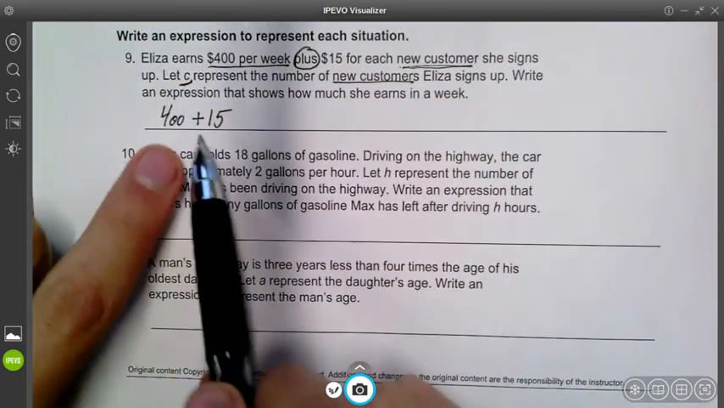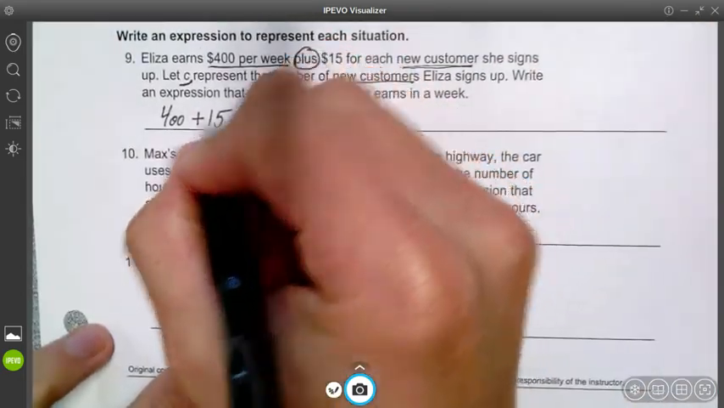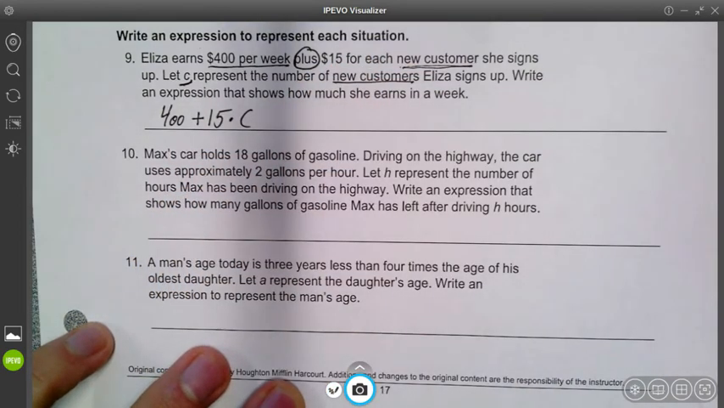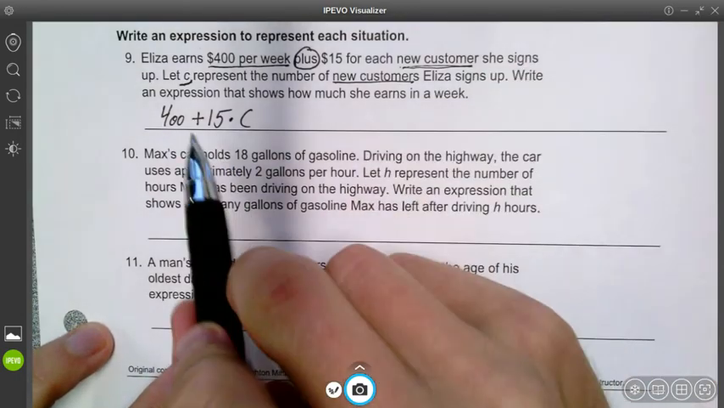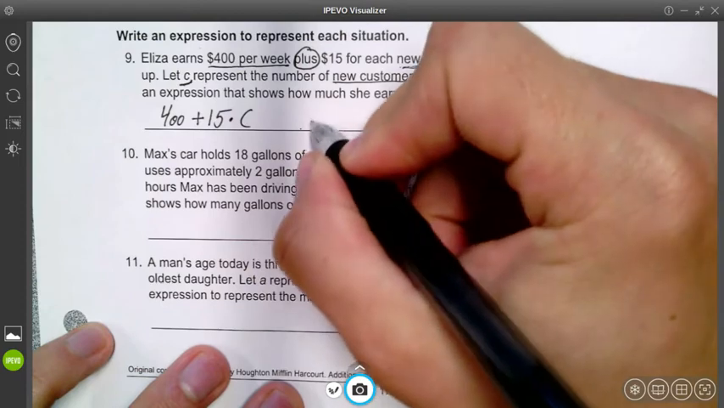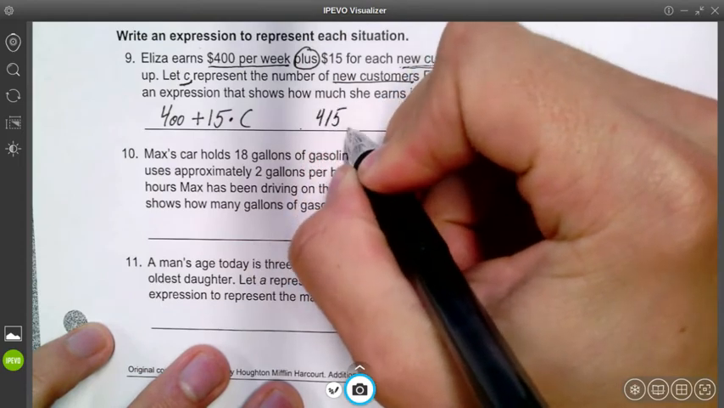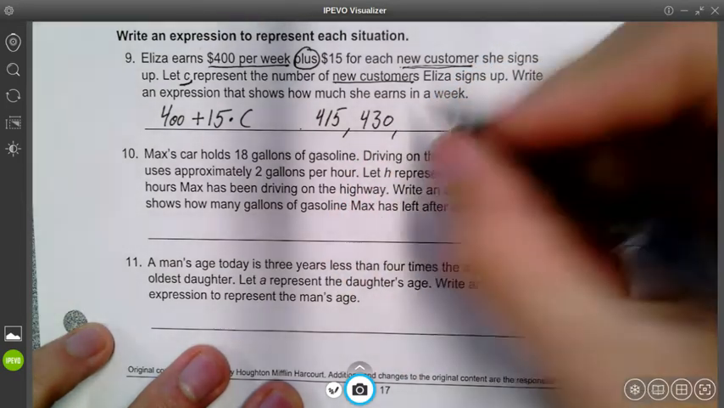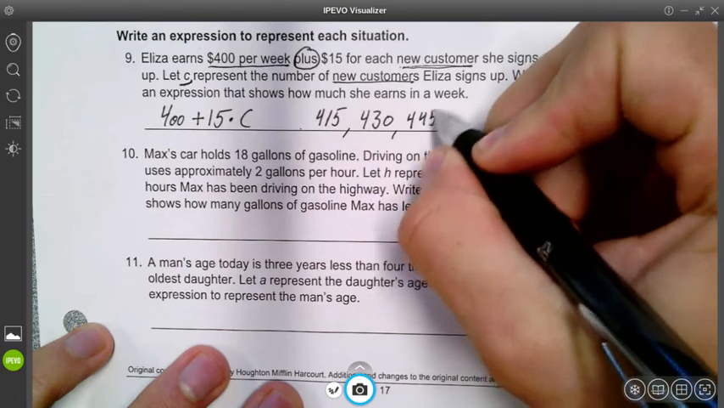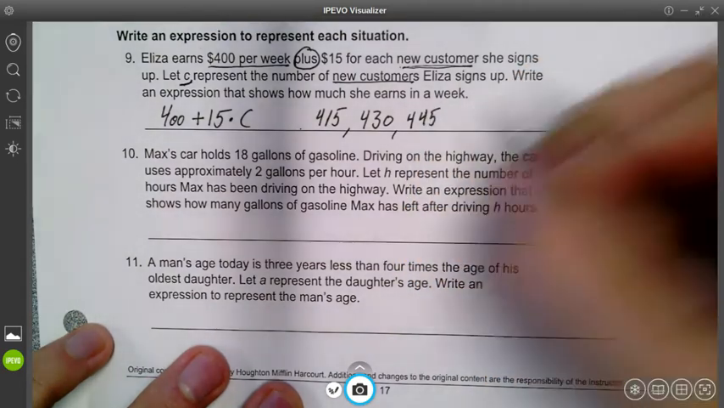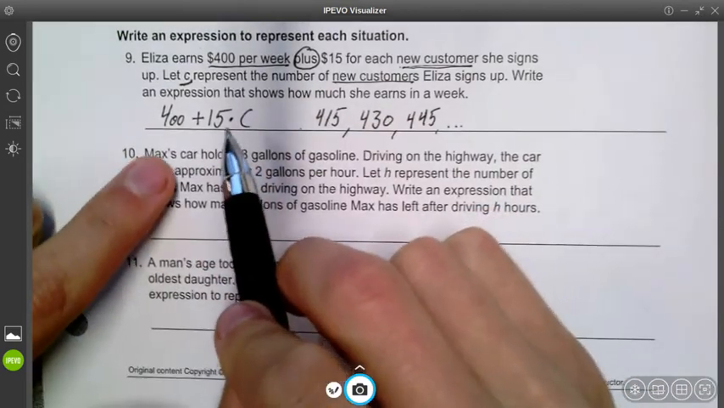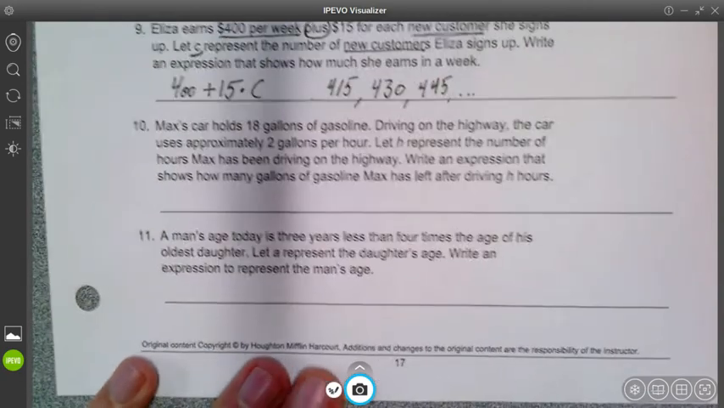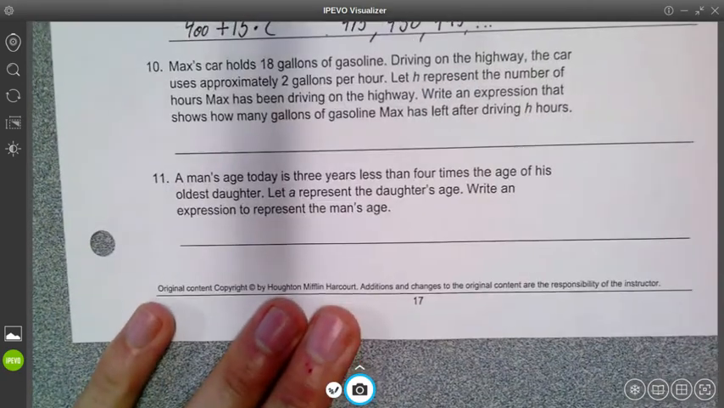But if I want to find her total, again, total would be addition, so I'm going to add them together after I multiply 15 by C, which is the number of customers. And that would tell me if she got one new customer, she would make $415. And if she got two new customers, she would make $430. Or three new customers would be $445. And so on and so forth. So we would be going up by 15 for each new customer that Eliza signs up. I'll do number 11 and leave this focused on number 10 so you can give that a shot.